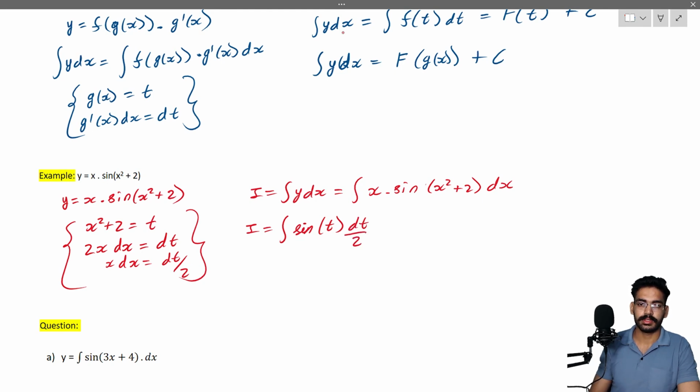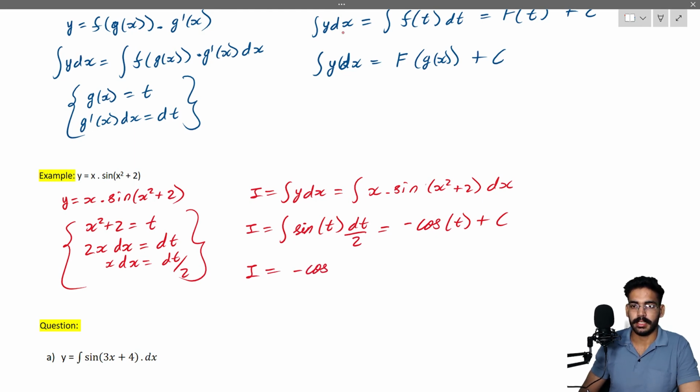The 2 is a factor, I can take it outside the integration, so the integration of sin t dt is minus cos t plus c, right? Minus cos of t, and t we assumed as x square plus 2, plus c. Okay, that's all. Now with the help of the chain rule you can differentiate, you will get the same thing. You can try that out.